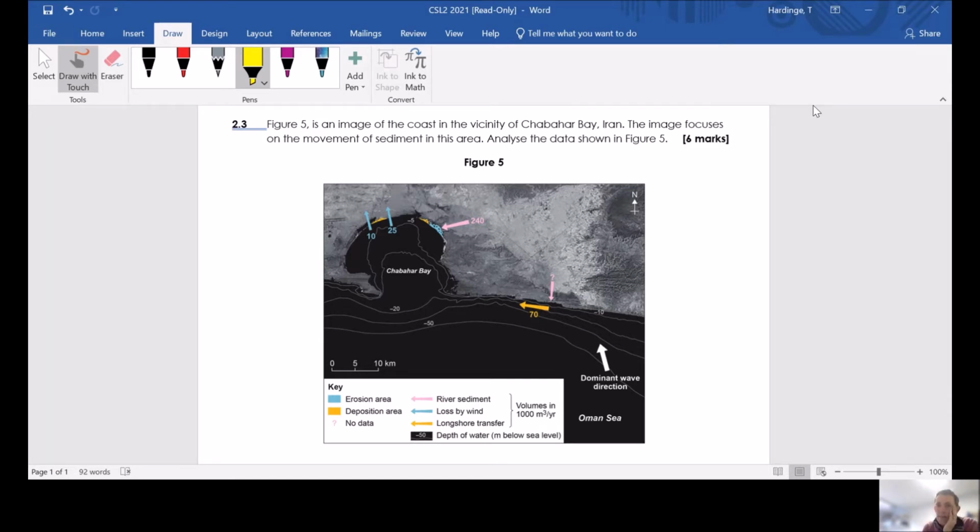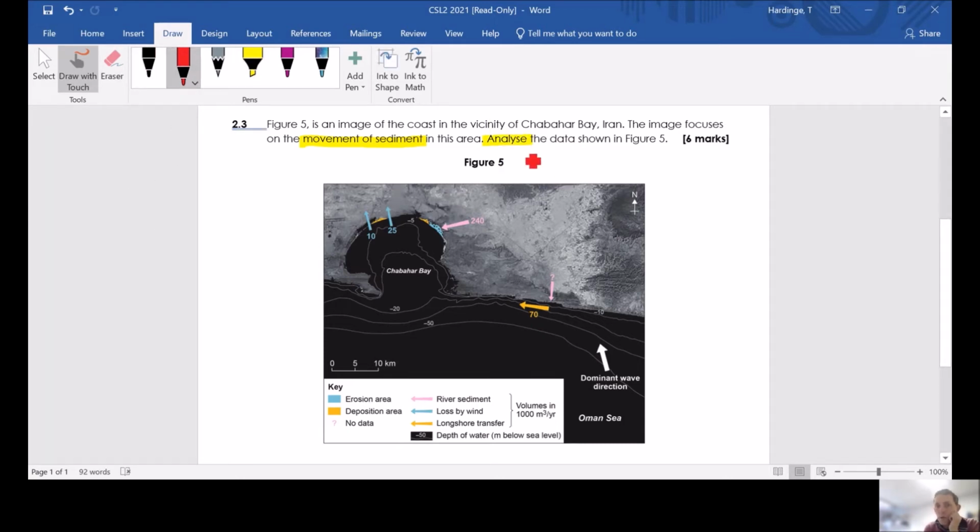So it says here that the image focuses on the movement of sediment. So we're thinking about how sediment is moved around this area. We've almost got like a little sediment cell in this photo. And you want to analyse the data that is shown in figure 5.